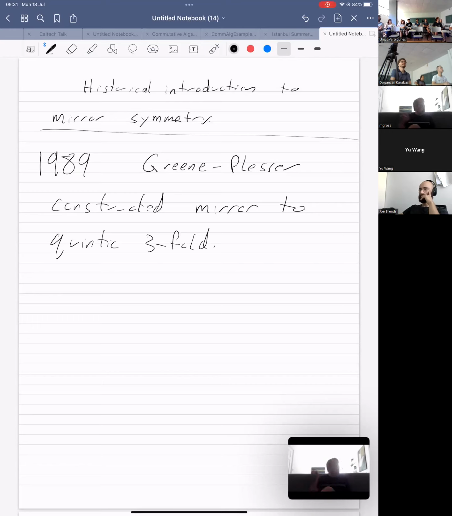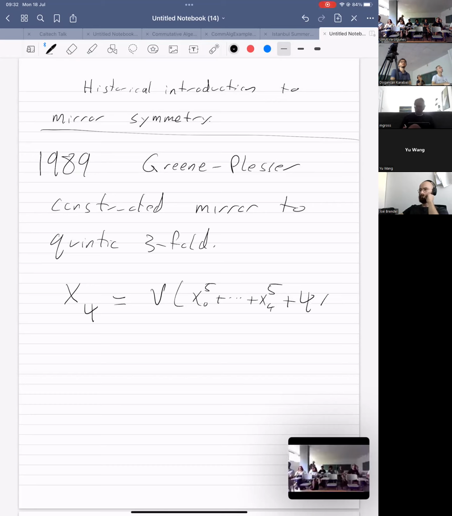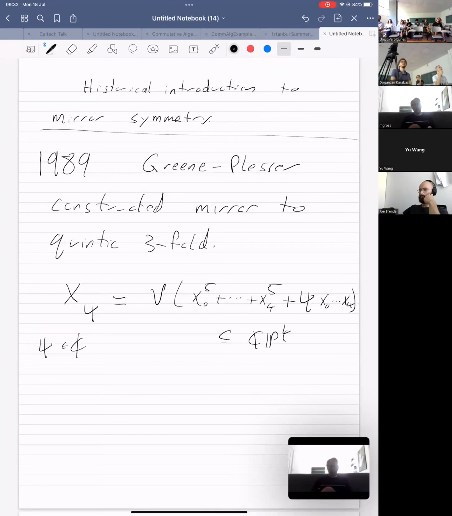Now, let me be explicit so we have some example in mind. Let's take X_psi to be the zero set of the equation x0^5 + ... + x4^5 plus, let me know if this is readable. I hope this is bigger. It's readable, it's good. Okay. So we take this equation: the Fermat quintic plus psi times the product of the variables. Think of psi as a parameter in the complex plane, and this is a hypersurface in CP4, a quintic hypersurface.